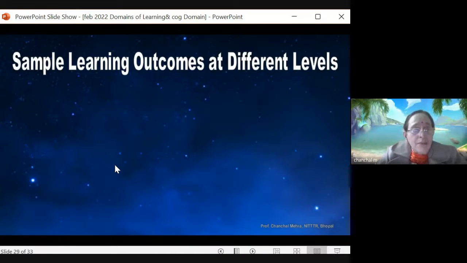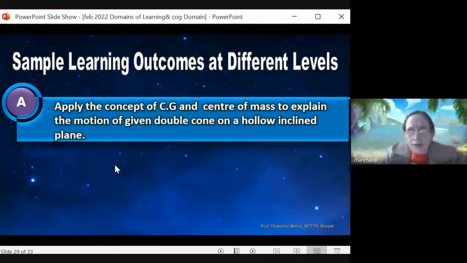Now, when it comes to the application level: apply the concept of center of gravity and center of mass to explain the motion of a given double cone on a hollow inclined plane. Many of you might have seen this particular video on YouTube, where on an inclined plane, if you keep a double cone at the lowest level, so you always know that the object always moves from top to bottom.